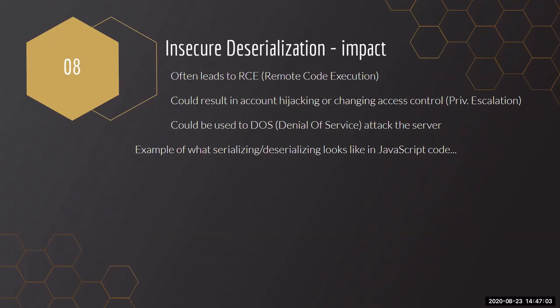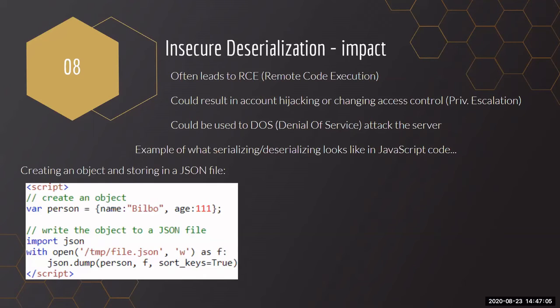For an example of what serializing and deserializing looks like, in JavaScript code, for example, let's just look at this code snippet. This is a snippet creating an object and storing that object in a JSON file. So here we have the opening script tag. We're creating an object called person, and this person has a name attribute of Bilbo and an age of 111, or 11D1, as hobbits would say it.